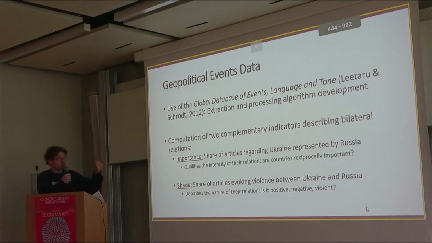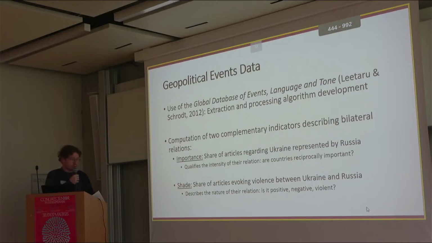And from this I compute two indicators of bilateral relations. The first one is the importance, which is basically, if you read the example here, the share of articles regarding two countries in the whole amount of articles regarding one specific country. It is going to quantify the importance of the bilateral relation.